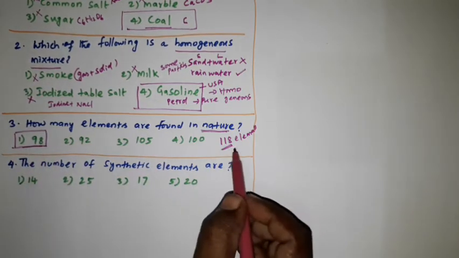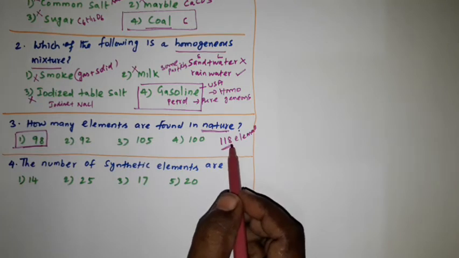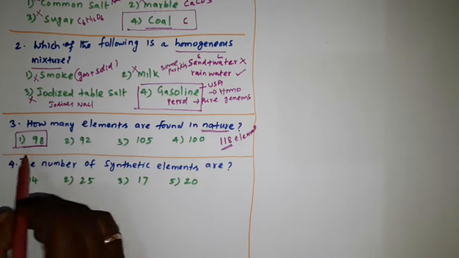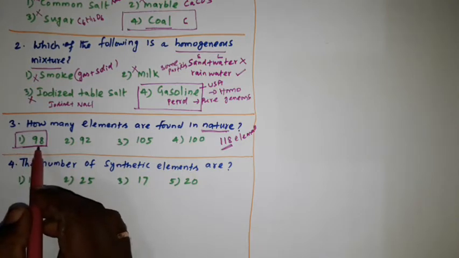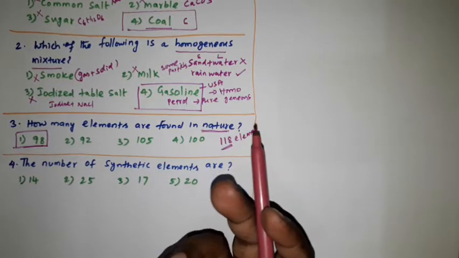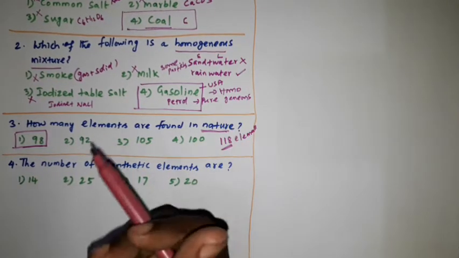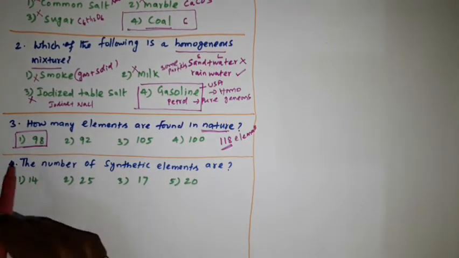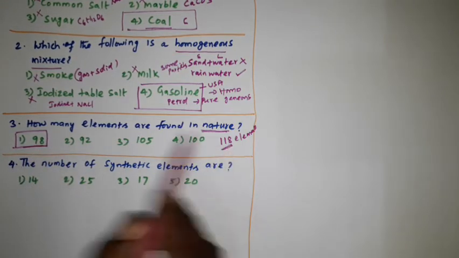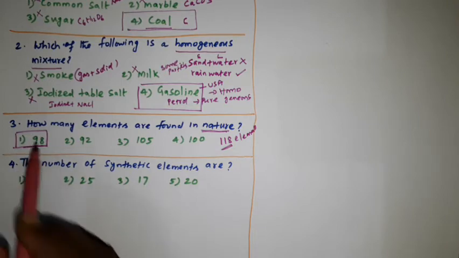Out of 118 elements, around 98 occur in nature, like gold and copper. These are the naturally occurring elements. So option 1 is the right answer: 98 out of 118 elements.